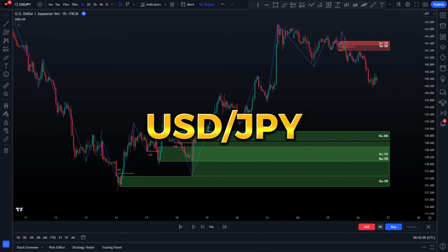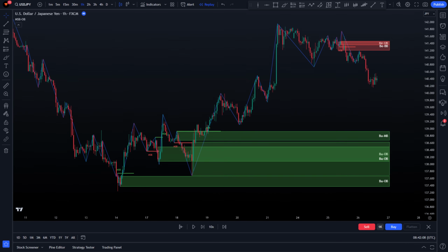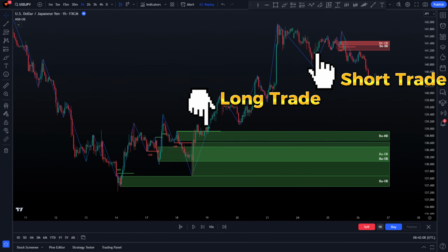Here, we have the US dollar to Japanese yen currency pair on our chart, set to a 1-hour time frame. Take a moment to see how accurate this order block indicator is and how price action follows these bearish and bullish order blocks. The zigzag line helps identify price highs and lows. The bearish and bullish market structure breaks provide confirmations for your directional bias. For instance, you could have used these signals to consider a short trade or a long trade.